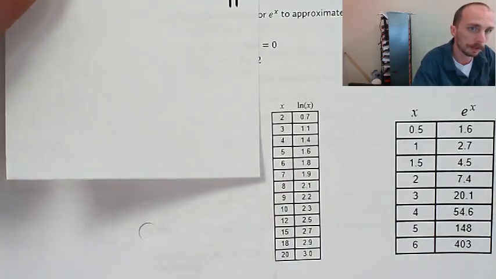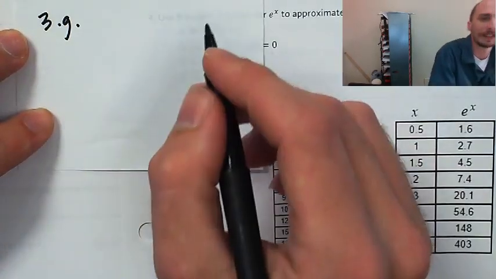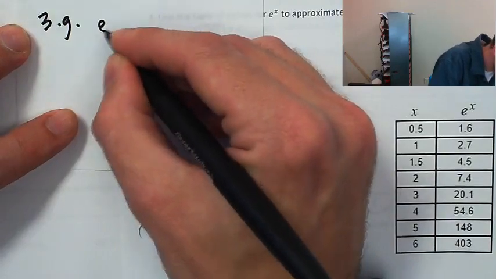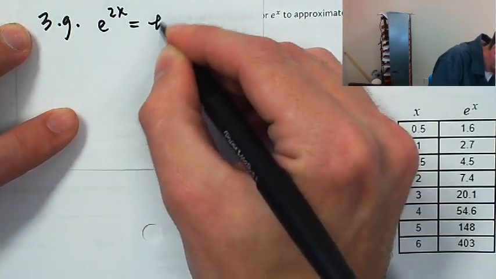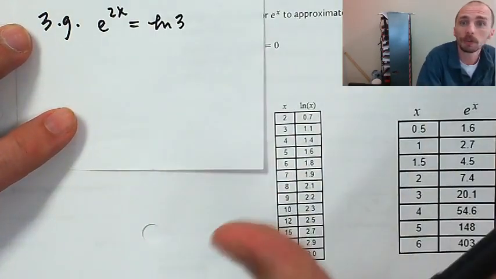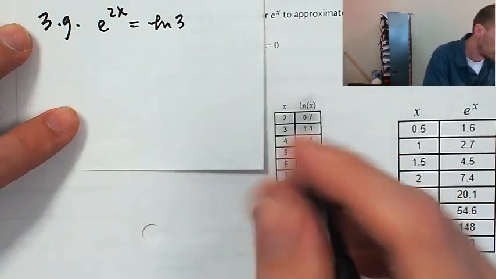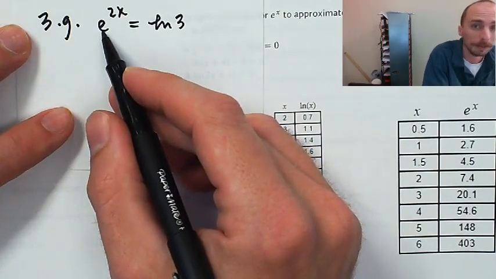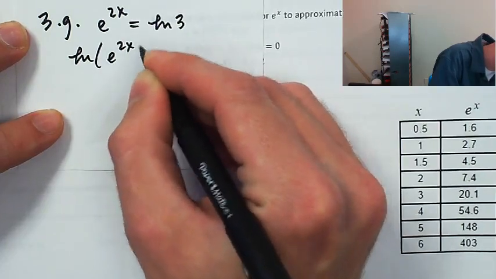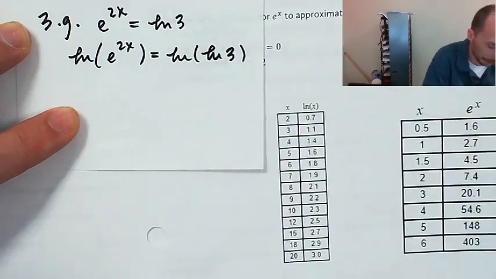One more of these, that's going to be 3g. All right, e to the 2x equals natural log 3. Oh man, I was kind of proud of myself when I thought of this one. Okay, on this, we're just going to take this on faith and keep going and hope for the best, right? That's all you can do when you don't know what else to do. So I've got the exponential isolated. I'm going to take the natural log of both sides. So I've got natural log of e to the 2x equals natural log 3, which is just a number. So there we go.